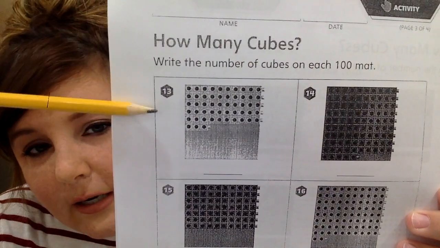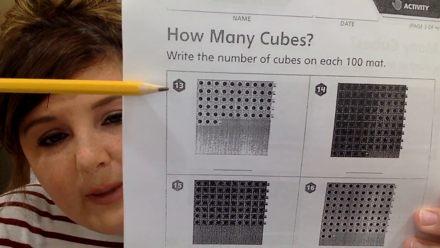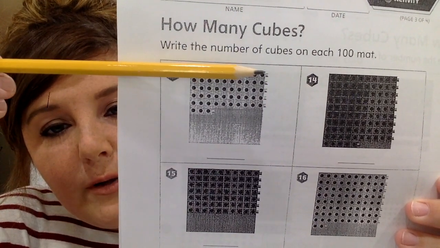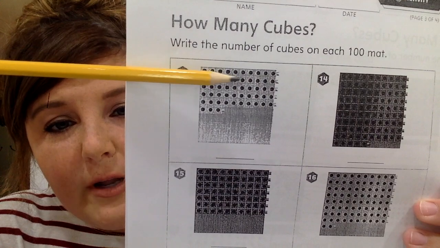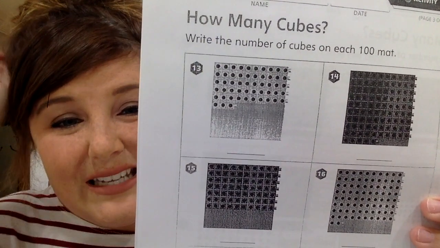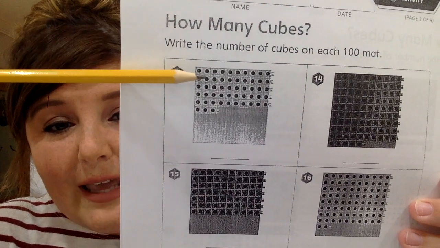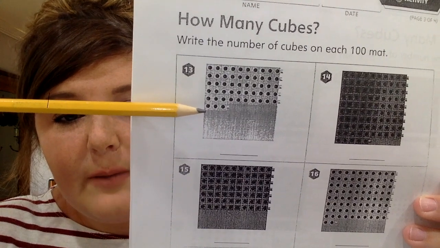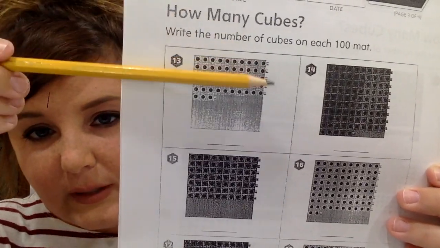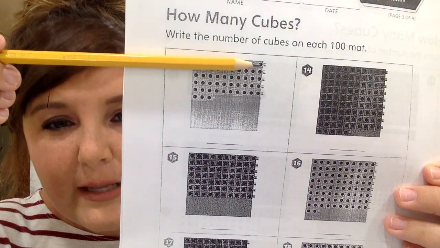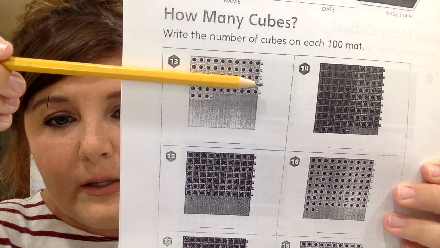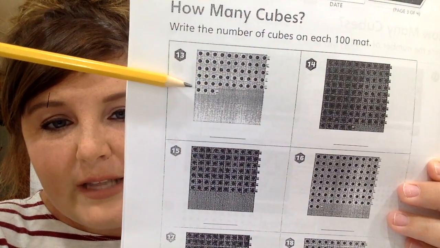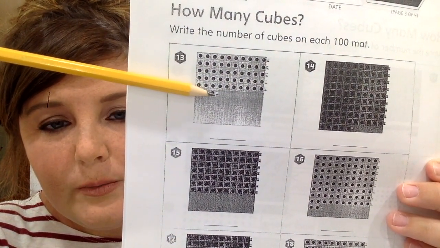So if you look right here at this one, this is number 13, it's the first one on the page, you're going to count your rows first. So if it's a full row, if it's all the way filled up, there will be 10 cubes, right? So you can count these by tens. But once you get down here, you'll have to count by one. So we're going to count by 10, so let's do that. 10, 20, 30, 40, 50. Then we have to count on 51, 52, 53. So that one is going to be 53 for number 13.